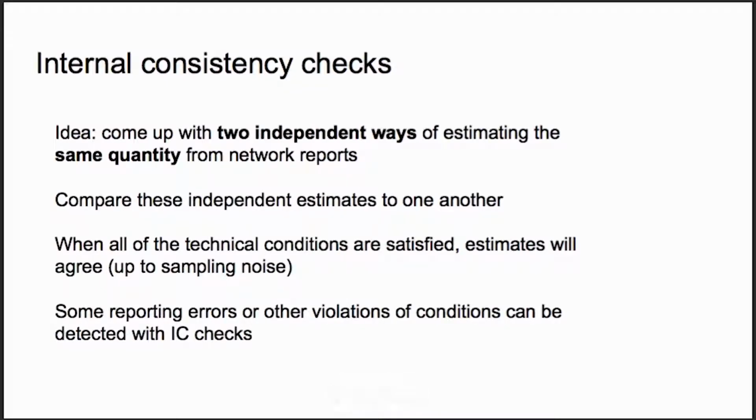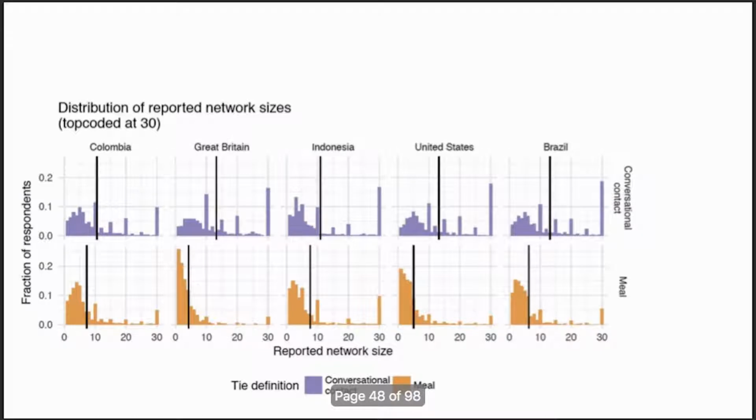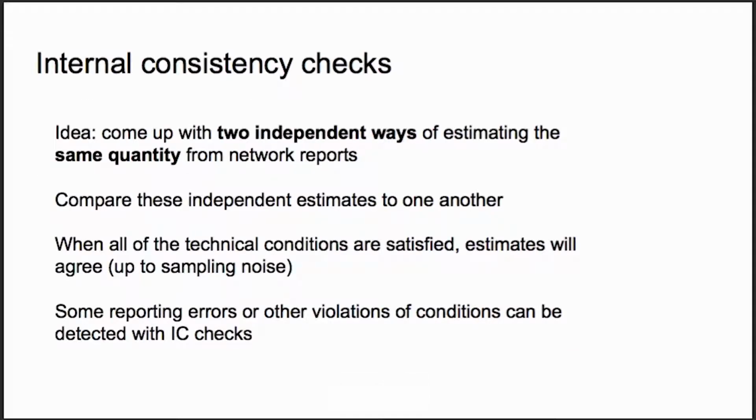Okay, so that's useful. We do see here directly that the size of the reported meal networks is smaller on average than the conversational contact networks. But what we'd really like is to be able to compare the accuracy of these two different approaches.